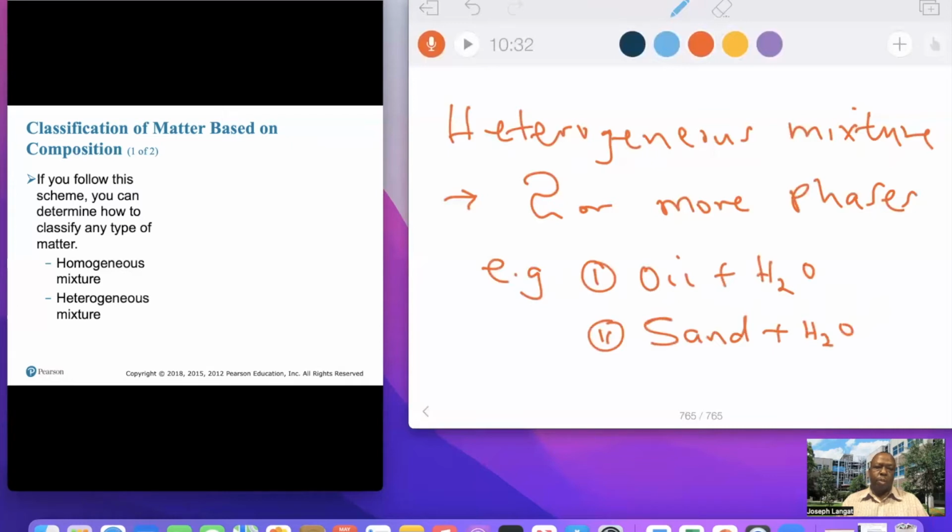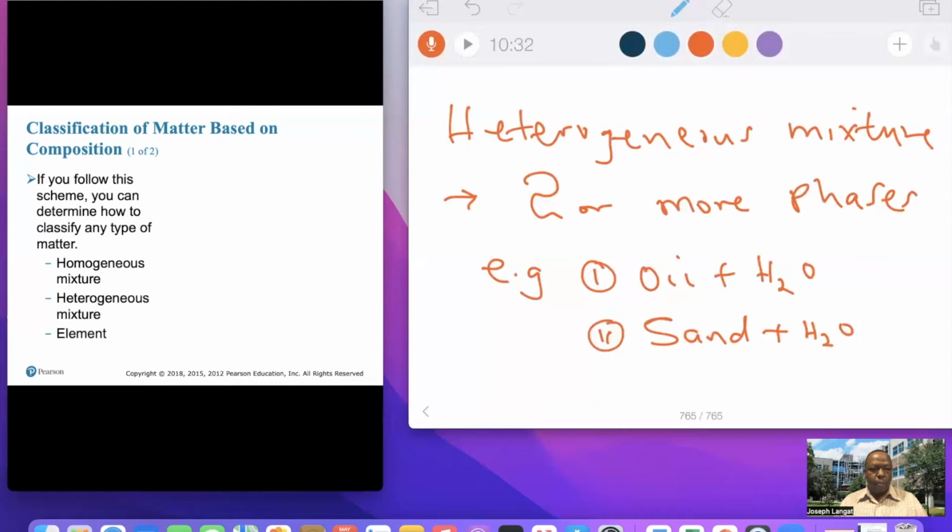You should be able to define or differentiate between homogeneous and heterogeneous so that when you are given an example, you should be able to classify it as either heterogeneous or homogeneous.